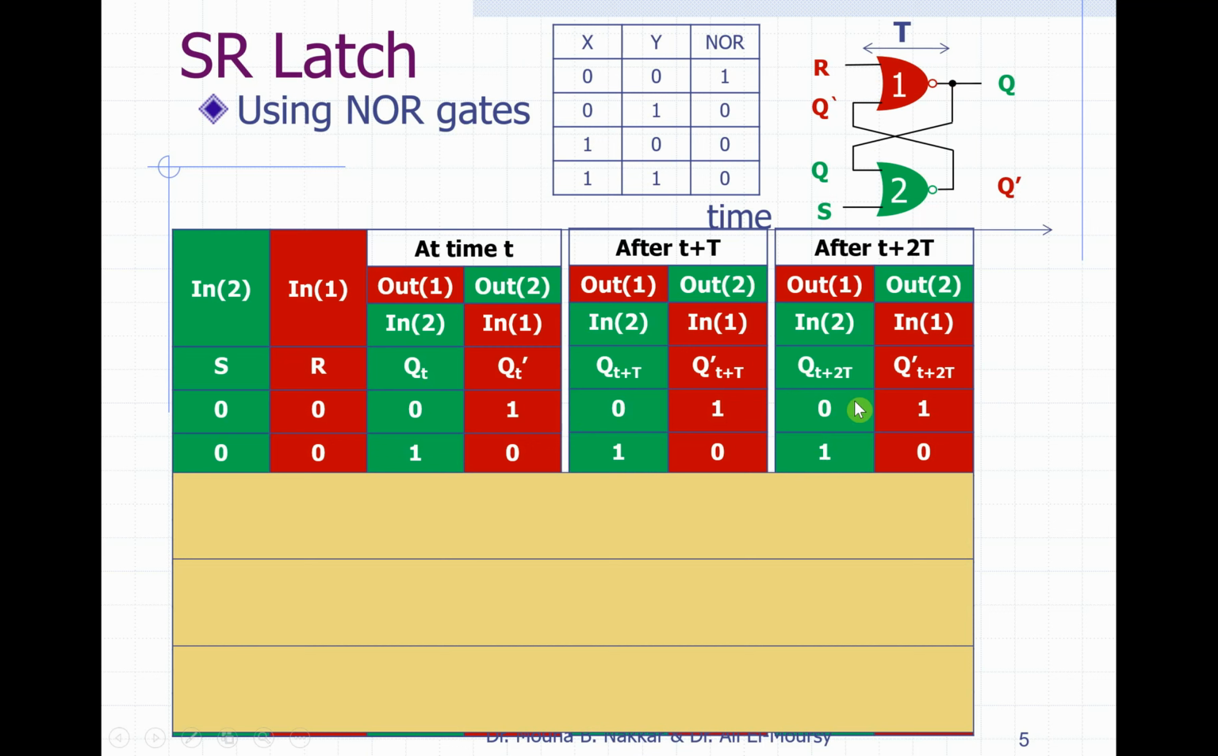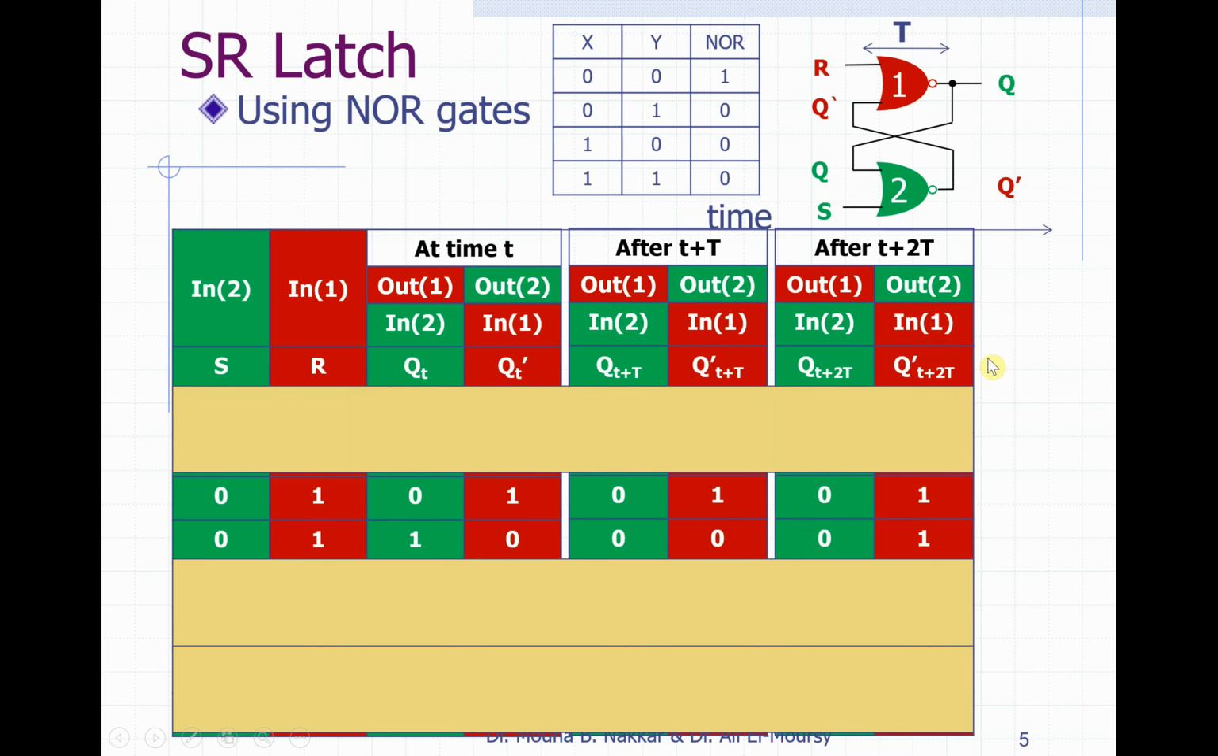This is, by definition, the case for reading, because when you set S and R both to zeros, the circuit will remain producing the same output. If it originally gave me 0, it will remain 0. If it gave me 1, it will remain 1. And the opposite for the Q bar. That means when I set the values for S and R to 0 0, this is the case for reading. I am reading the content of Q.